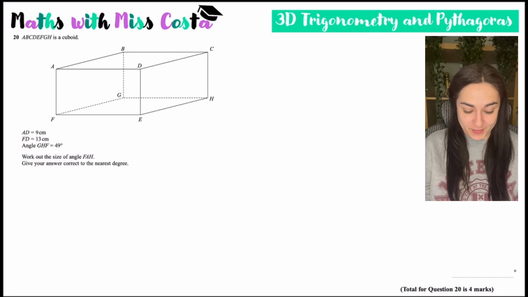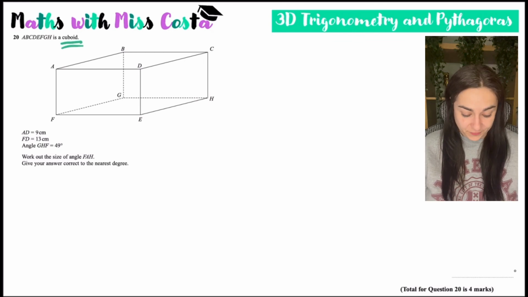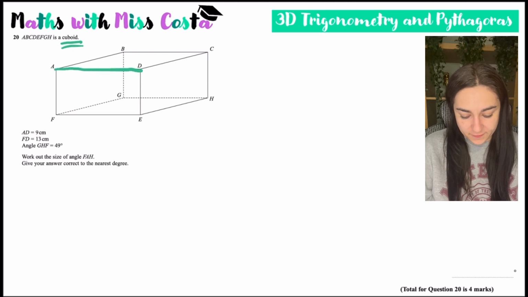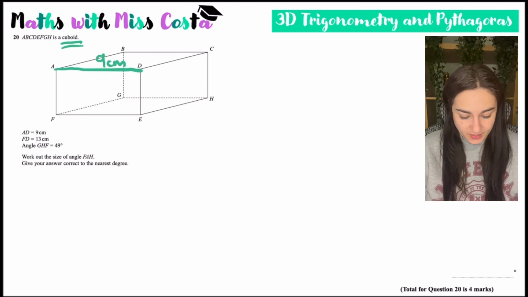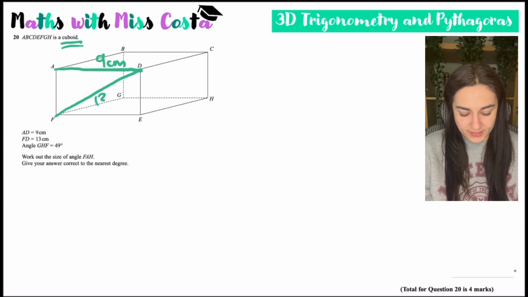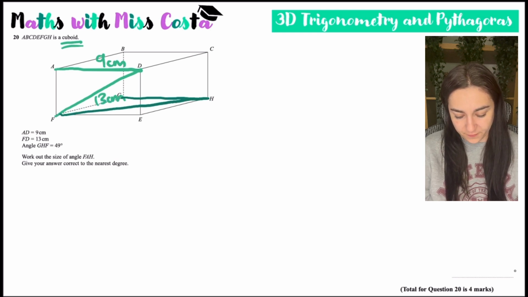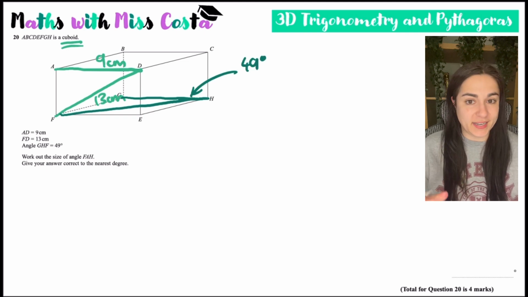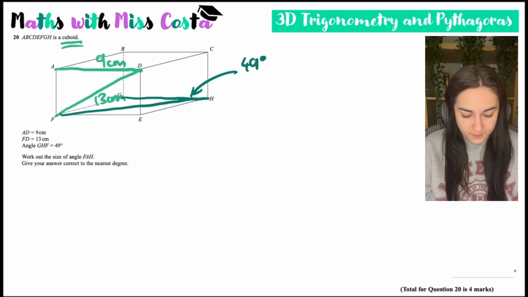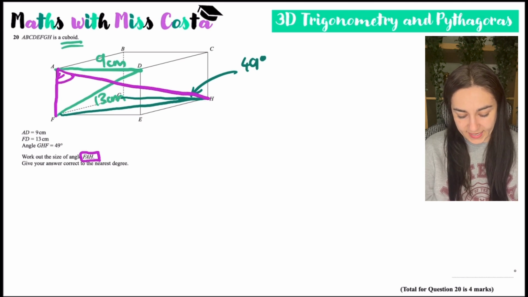Okay, so in this question, I've been given a cuboid and I've been given a few lengths. So I've been given the length of AD, which is 9 centimetres. I've been given the length of FD, which is 13 centimetres. And I've also been given angle GHF. Okay, so I know that this angle here is 49 degrees. So always start by just filling in information that you've been given. I'm being asked to work out the size of the angle FAH. So FAH would be this angle here.